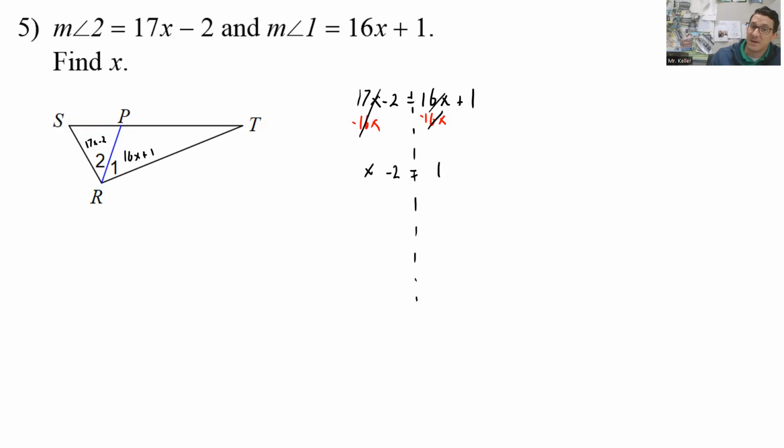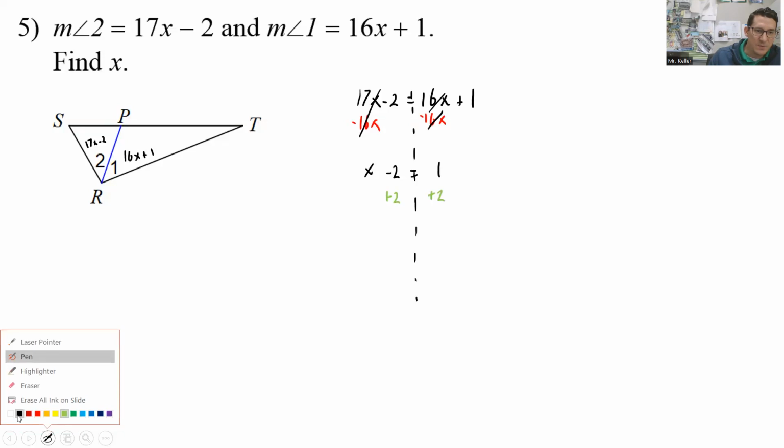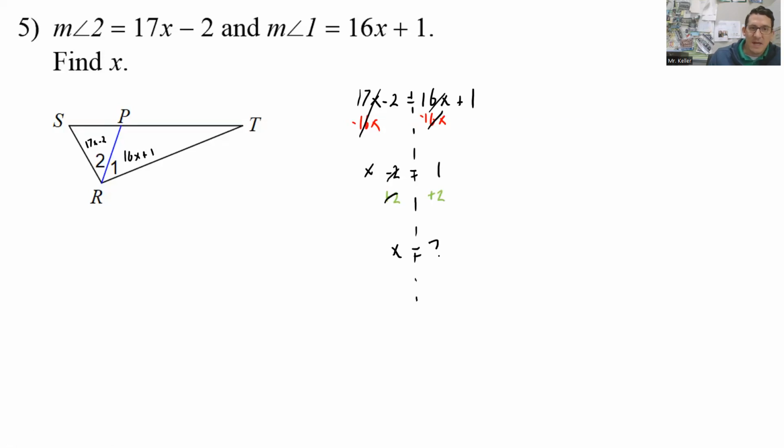I canceled out the wrong one. 17x minus 16x is just x. And then add 2 to both sides. So we get x is equal to 3. Right? It is helpful if you label the diagram so you can see things. I always find it helpful. Label the diagram, but these angles in here are congruent, so you set those expressions equal to each other to solve.